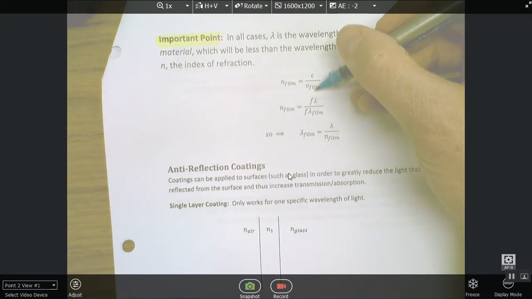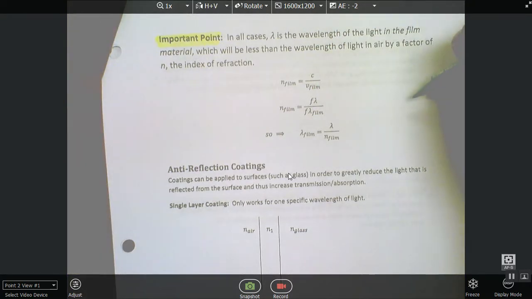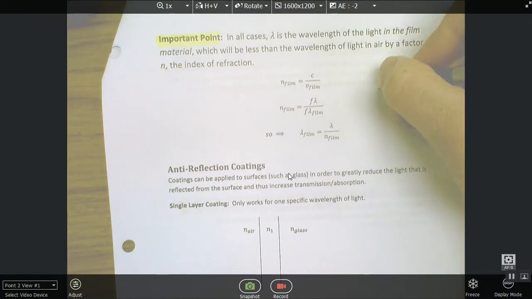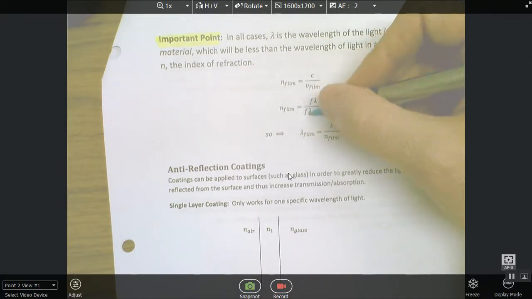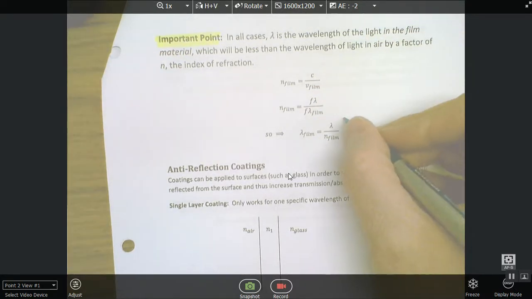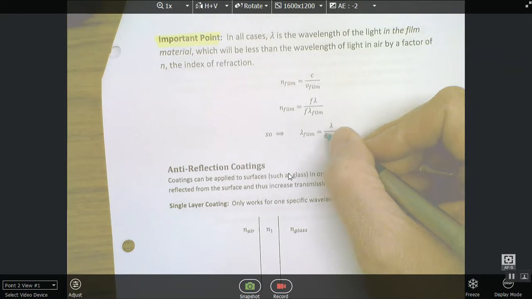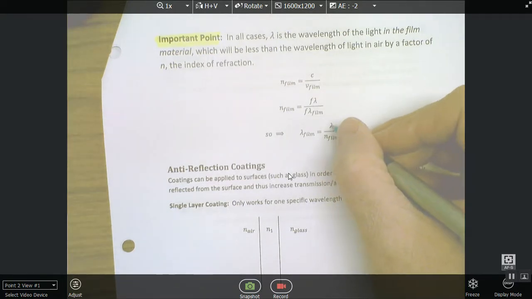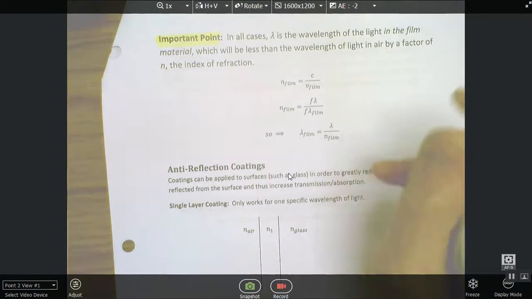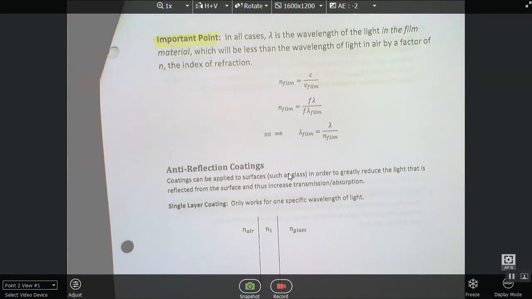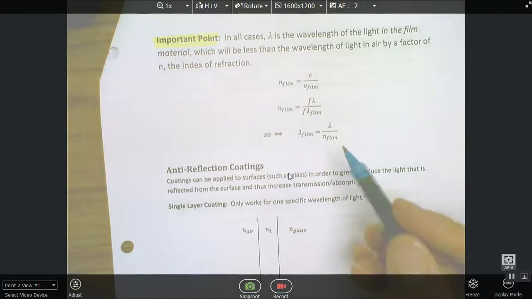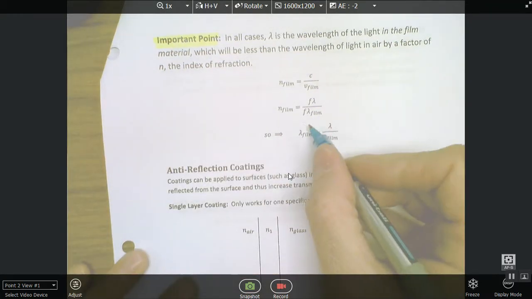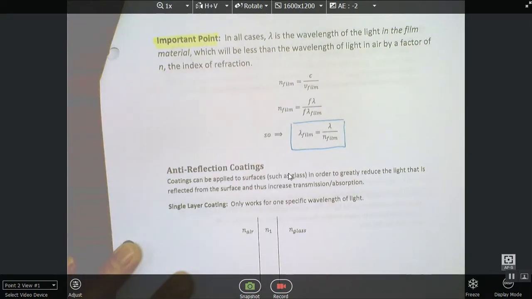And so since the frequencies are constant between the two of them, remember the frequency doesn't change. So if you are going from less dense to more dense, the speed has to slow down, which means the wavelength must get smaller. And so when the frequencies divide out and you rearrange for lambda film, you get the original wavelength of the light in the air divided by the index of refraction. Okay, so that's simple to figure out, and we'll see how we're going to use that. This is super, super important. Otherwise, it doesn't make sense.